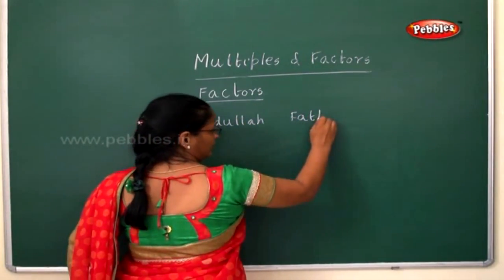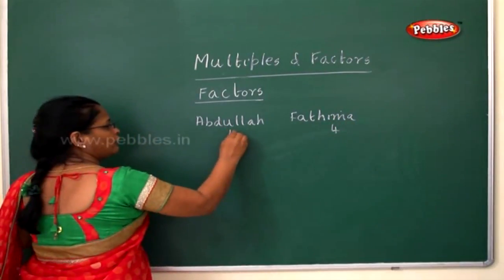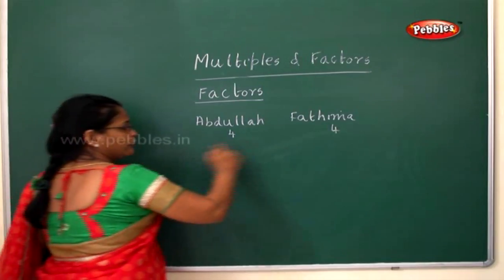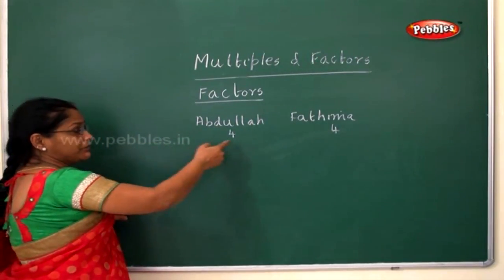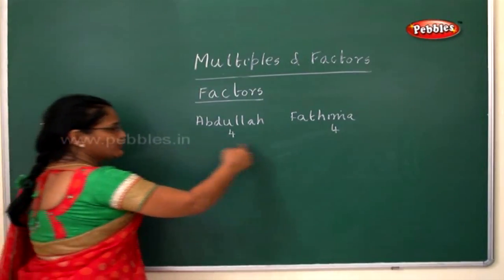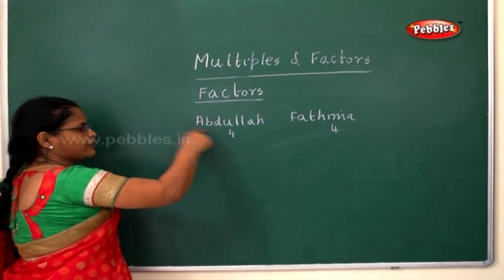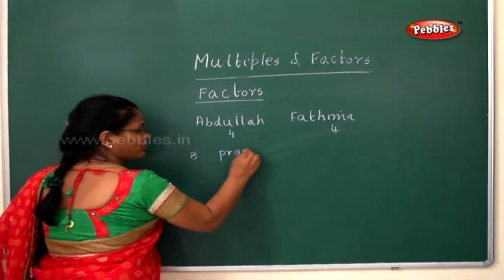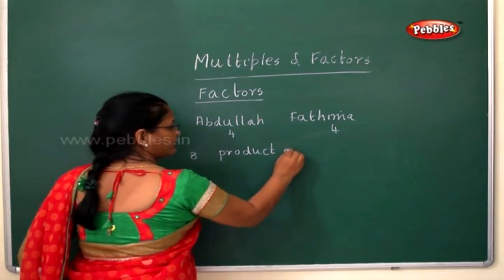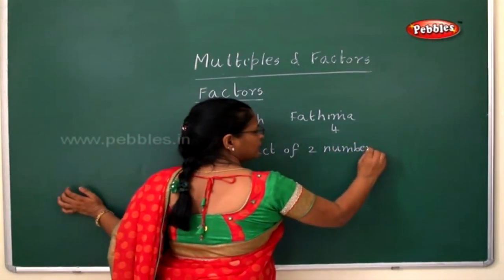Fatima had 4 cream biscuits and Abdullah also had 4 cream biscuits. Fatima was so fond of cream biscuits, so Abdullah wanted to tempt her: I'll give you a biscuit, you just give me an answer. The question asked by Abdullah was, write 8 as the product of 2 numbers. So this is the question he gave.